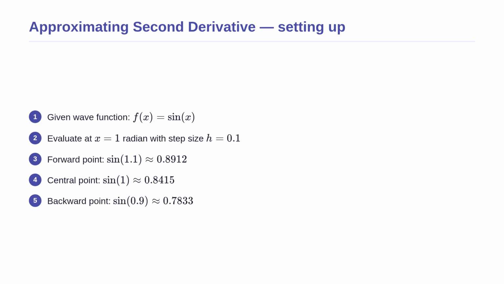Let us see this second derivative formula in action with a slightly harder example. Imagine we are analyzing a wave, represented by the function f of x equals sine of x. We want to find the second derivative at 1 radian, using a step size of 0.1. First, we evaluate the sine function at our 3 required points: the forward step at 1.1, the central point at exactly 1, and the backward step at 0.9. Using a calculator set to radians, we round these values to 4 decimal places to set up our equation.